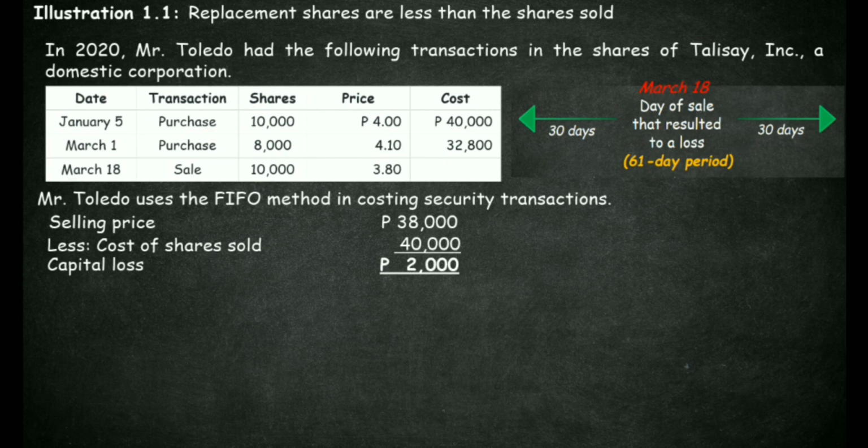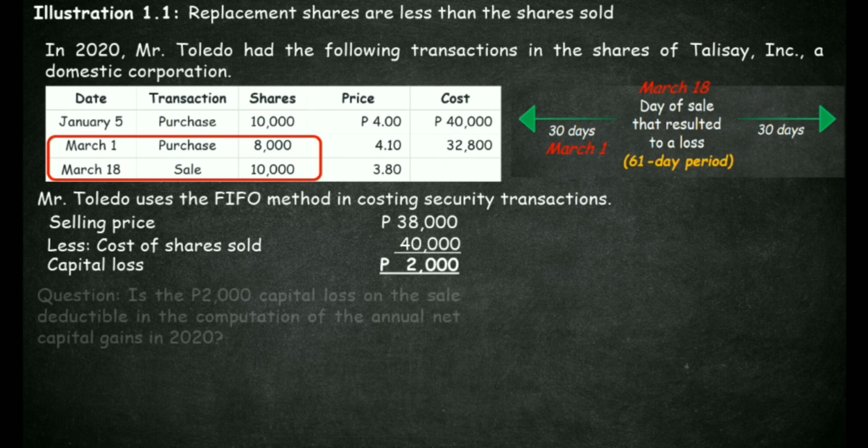That is on March 1, 8,000 shares. The question is, is it within the timeline? It is, right? That is within 30 days before the sale that resulted in a loss. So, definitely within. So, a wash sale occurred. And take a look at the information here in the table. The shares sold were 10,000. Then, the shares bought during the 61-day period are only 8,000. So, the replacement shares of 8,000 are less than the shares sold, which is 10,000.